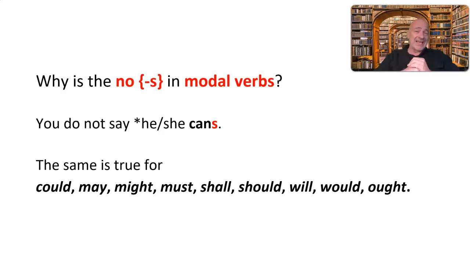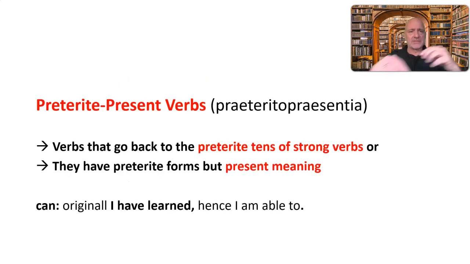So why is it? And there's a simple explanation. Well, I don't know whether it's simple, but there is an explanation for that. And this has to do with this here: preterite present verbs. It's taken over from the German. We use a lot of Latin. It's praeteritopraesentia. Okay, this is the Latin thing.